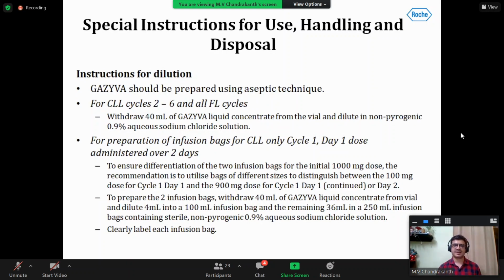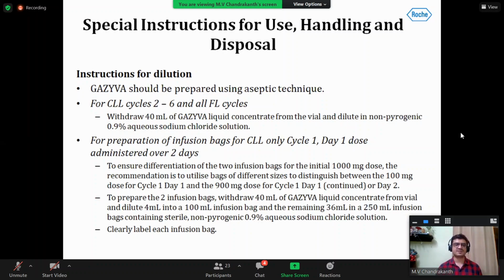So, it should be prepared in an aseptic technique. For CLL cycles 2 to cycle 6 and all follicular lymphoma cycles, 40 ml of Gazyva has to be withdrawn. The liquid concentrate from the vial is diluted in non-pyrogenic 0.9% aqueous sodium chloride solution. Very important is 40 ml of Gazyva has to be withdrawn.